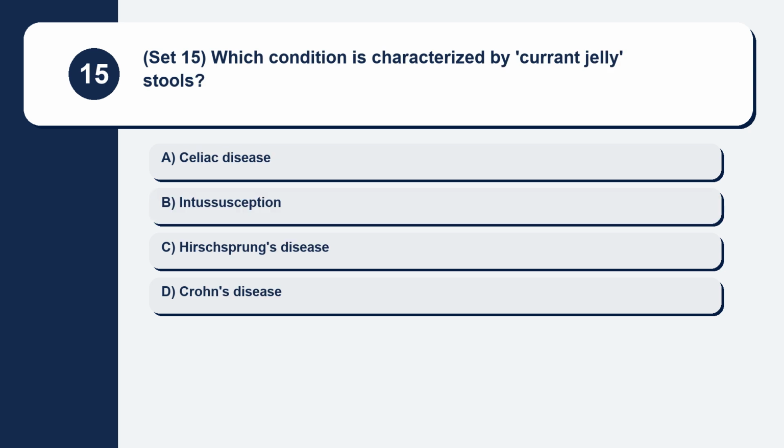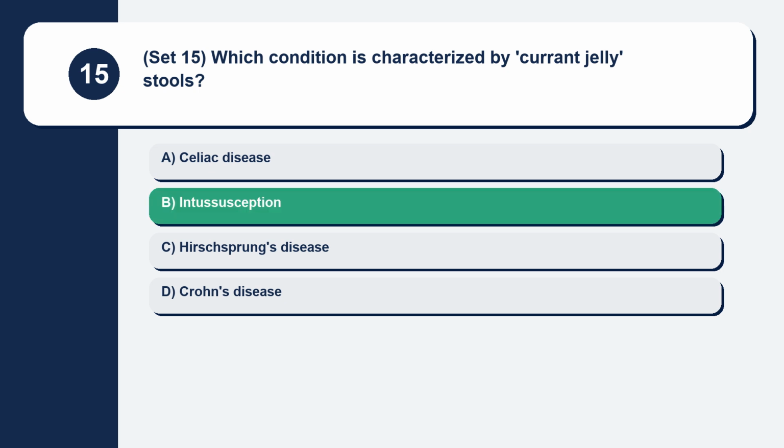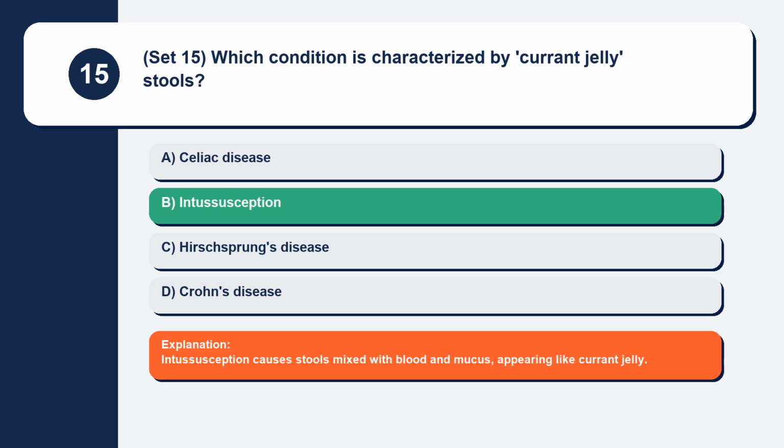Question 15, Set 15. Which condition is characterized by currant jelly stools? Celiac disease, intussusception, Hirschsprung's disease, Crohn's disease. Intussusception causes stools mixed with blood and mucus, appearing like currant jelly.